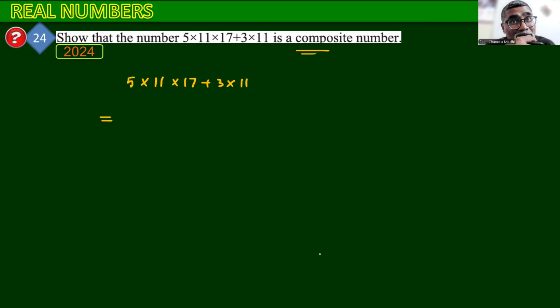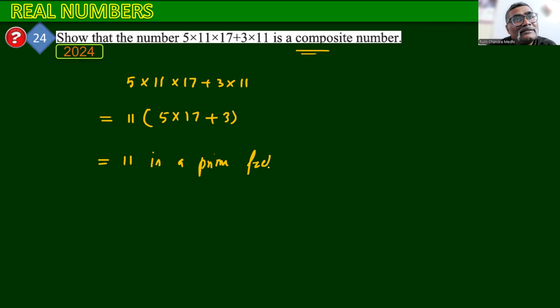Prime number has only two factors, one and the number itself, and other number which are having more than two factors is called composite. So you have to just find a factor which is other than one and the number itself. So here you can see which can be taken common. Immediately you can take 11 common. So you'll be getting here 5 into 17 plus 3, right? So this shows 11 is a factor other than 1 and number itself.